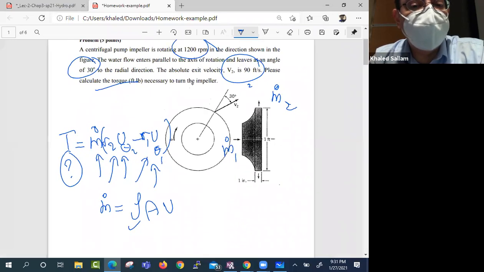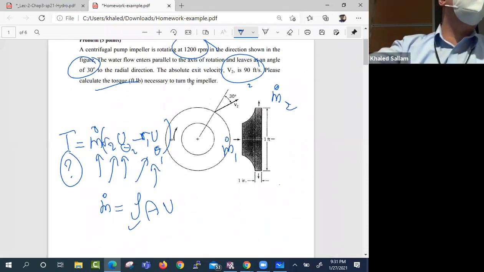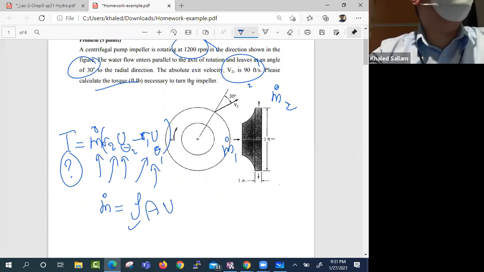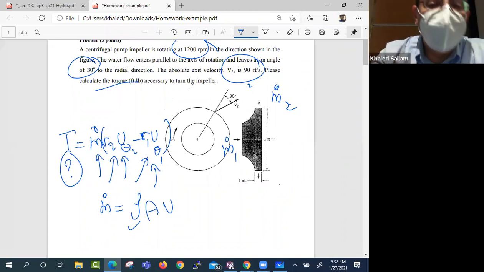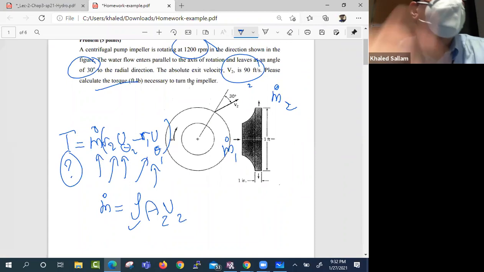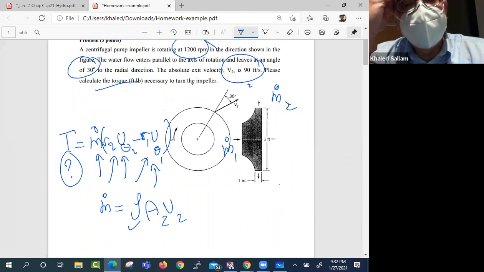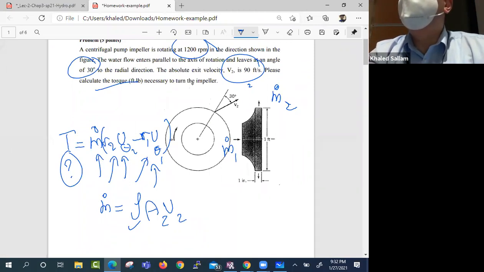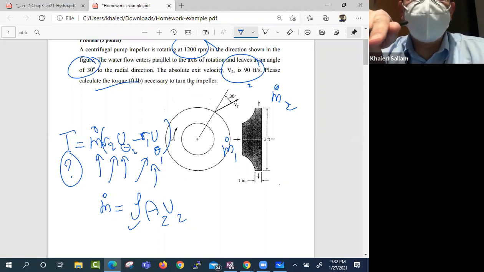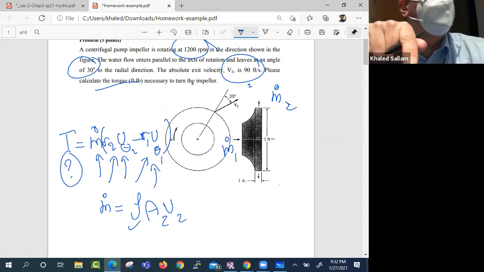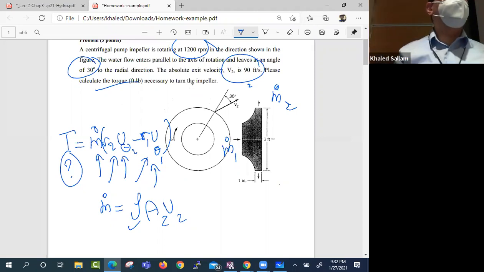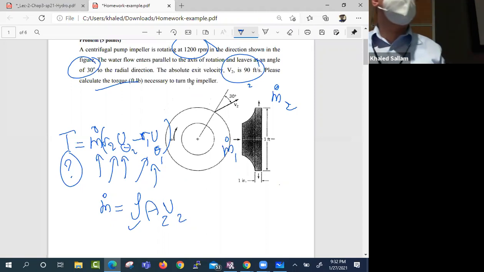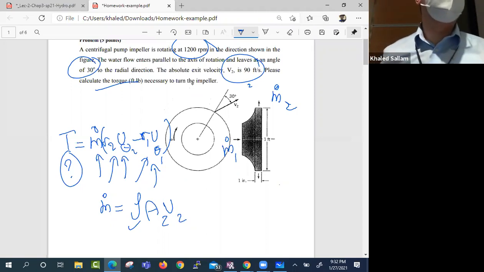So again, I can just write the solution and say rho A2 V2, but you need to ask yourself, why did he use the 2, not the 1? Why will I use area 2 V2, not area 1 V1? Because I don't know 1. He didn't give me the area or the velocity at 1. I actually don't even know the area at 1. I don't know the impeller inlet. I don't know the V1. So why would I use it? It's easier to calculate from the side that I know.